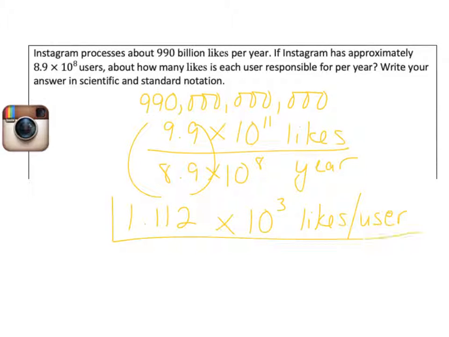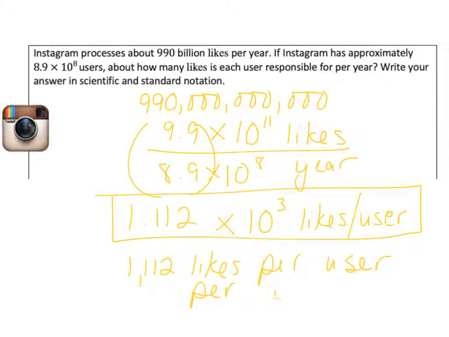Now, that's in scientific notation. In standard form, just so we have a sense, that would be 1,112. You'd shift your decimal point. Likes per user per year, which is probably quite low. If we ran numbers again today, I would suspect that it would be much higher. That's only like liking something like 3 different items a day. Okay, so you should be able to compute with large and small numbers using scientific notation.